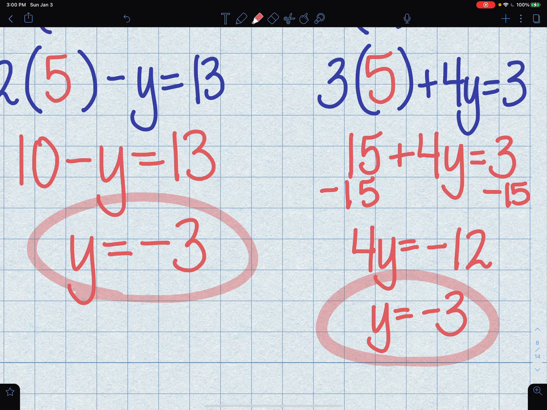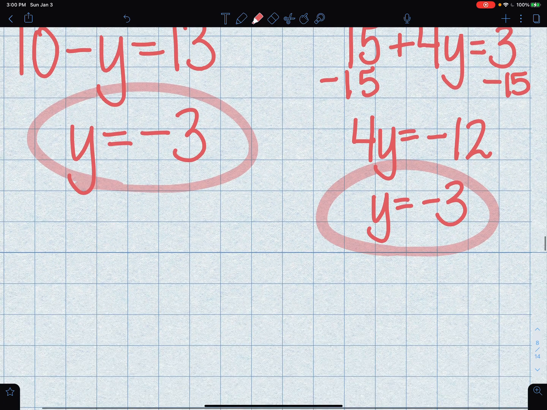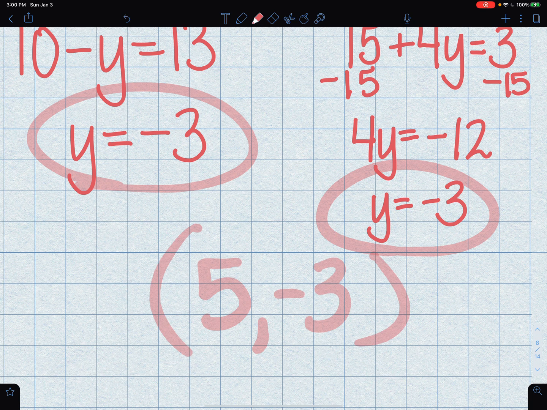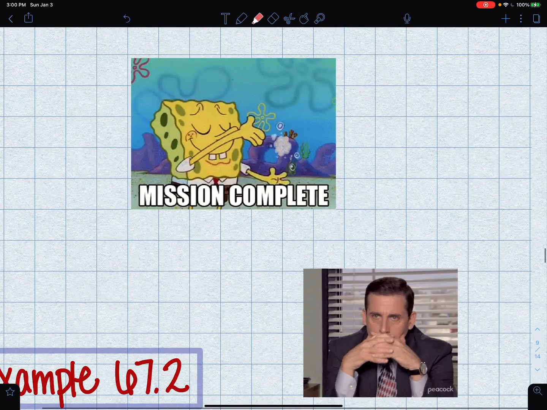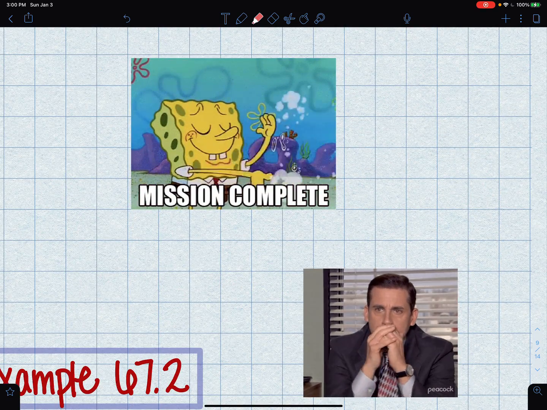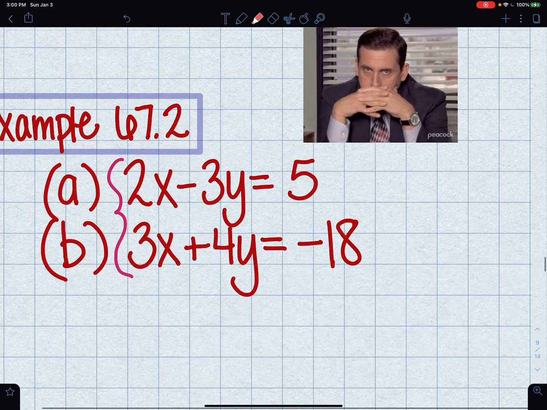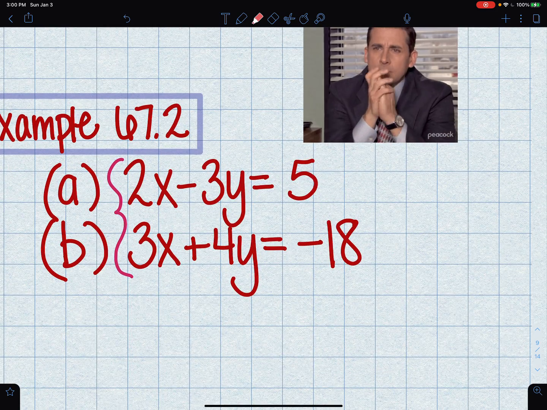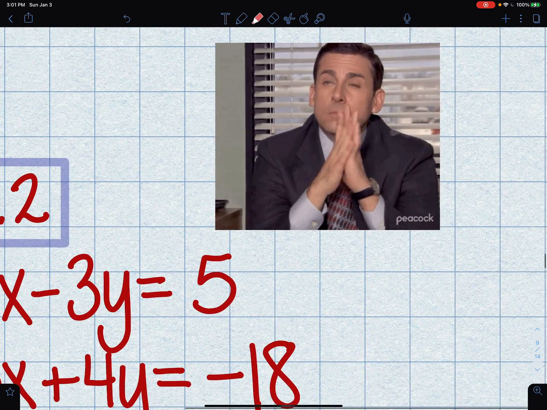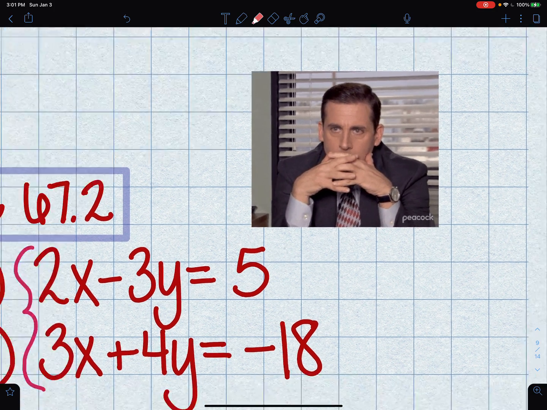You didn't have to do it 2 times. So what is my ordered pair? It's 5, comma, -3. And that is the answer. Okay, perfect. Mission complete on that one. We did it. Woohoo! Let's do another couple examples. I know you are just ready, looking like this, ready to jump right in, get excited.